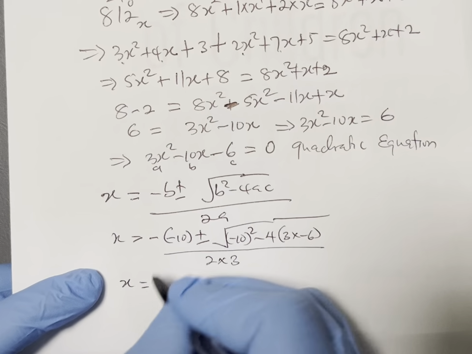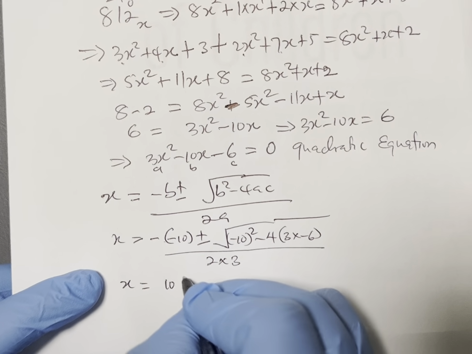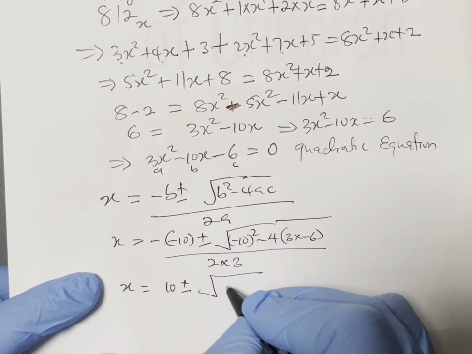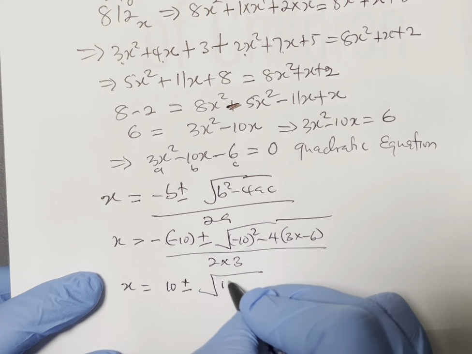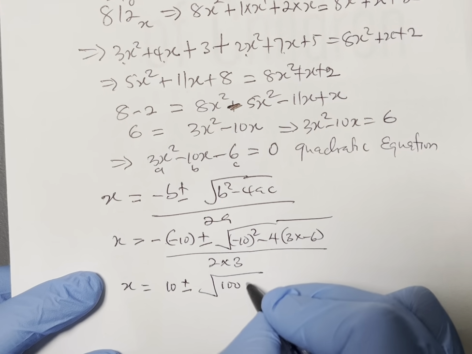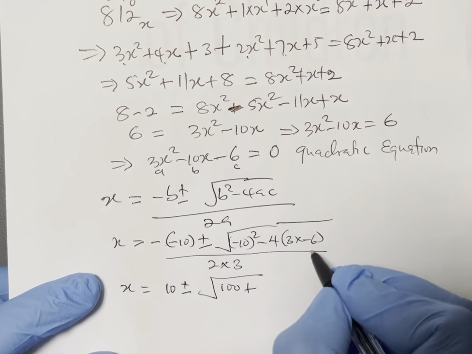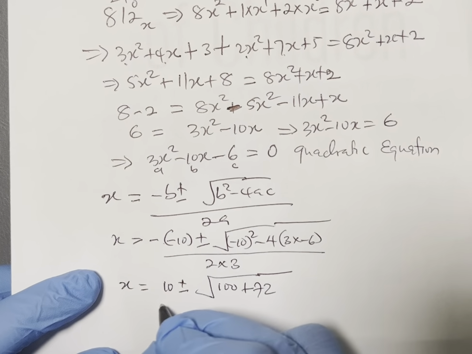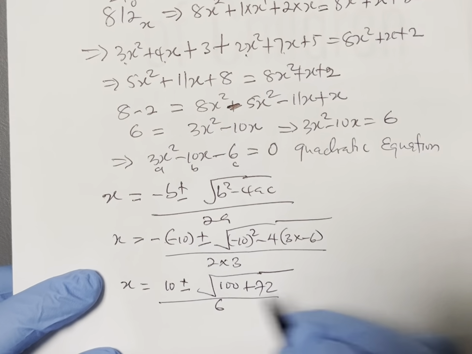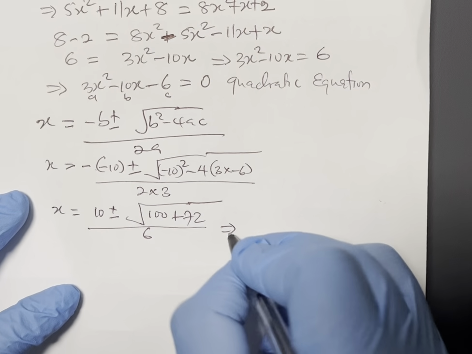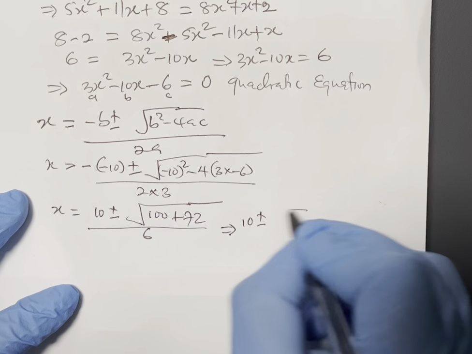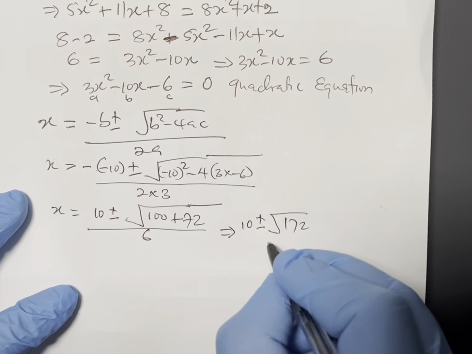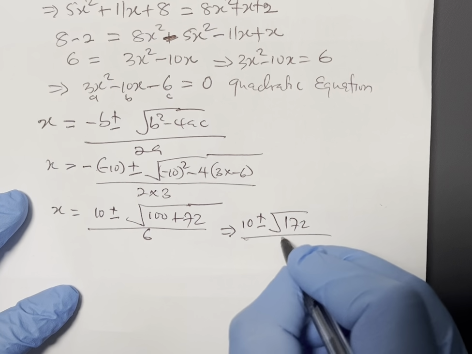Okay, this x is equal to minus times minus is plus, so this becomes 10, plus or minus 10 squared is going to give me minus 10 times minus 10, that is 100. Then minus times minus is plus, 4 times 3 is 12, 12 times 6 is going to give me 72. So divided by 2 times 3 is 6. So this is the same thing as 10 plus or minus square root of 172, because when you add them, you're going to get 172, divided by 6.